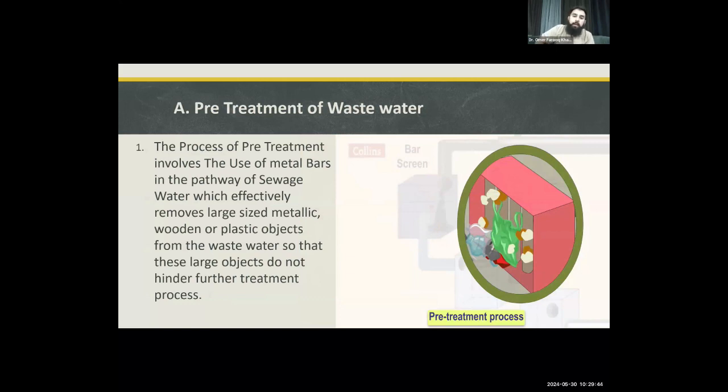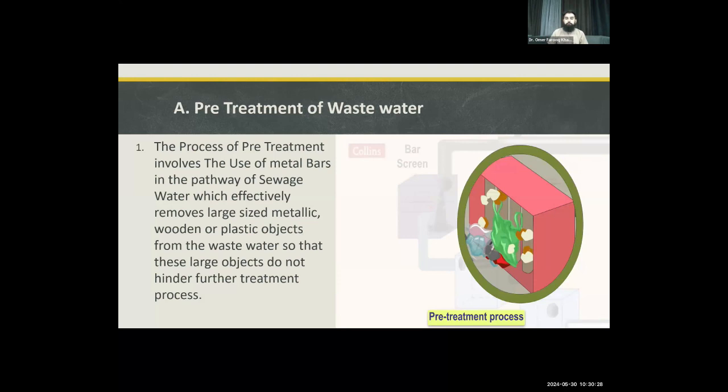The pre-treatment area has metal bars installed, and this process basically controls the entry of larger objects into the wastewater treatment facility. Pre-treatment involves the use of metal bars in the pathways of the sewage water, which effectively remove large metallic, wooden, or plastic objects, so that these large objects do not hinder the further treatment process.